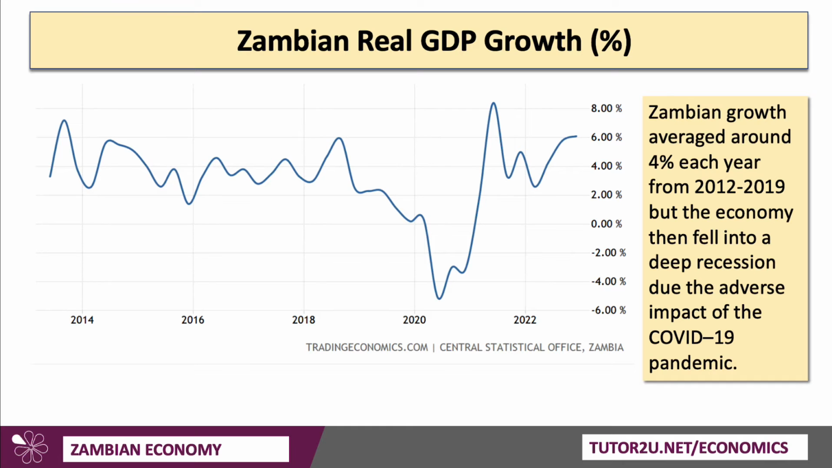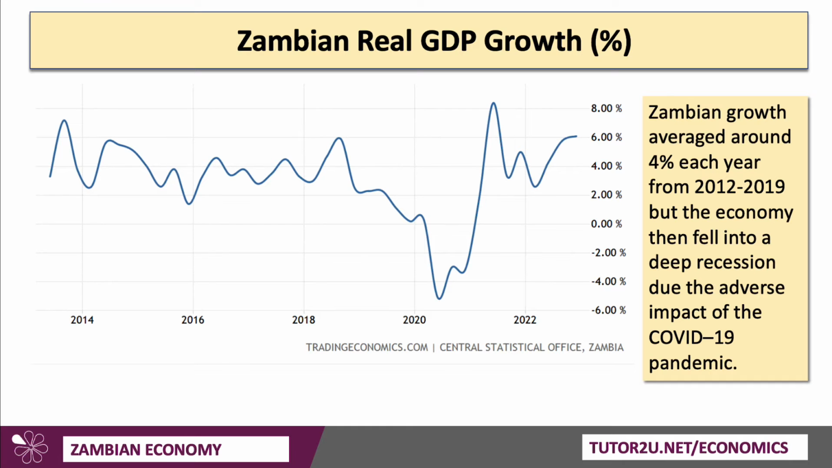So here's the Zambian growth data. As you can see, it's quite volatile. This is just the real GDP growth since 2013, just the last 10 years or so. And growth averaged about 4% from 2012 to 2019. But then you can see that big fall in GDP.